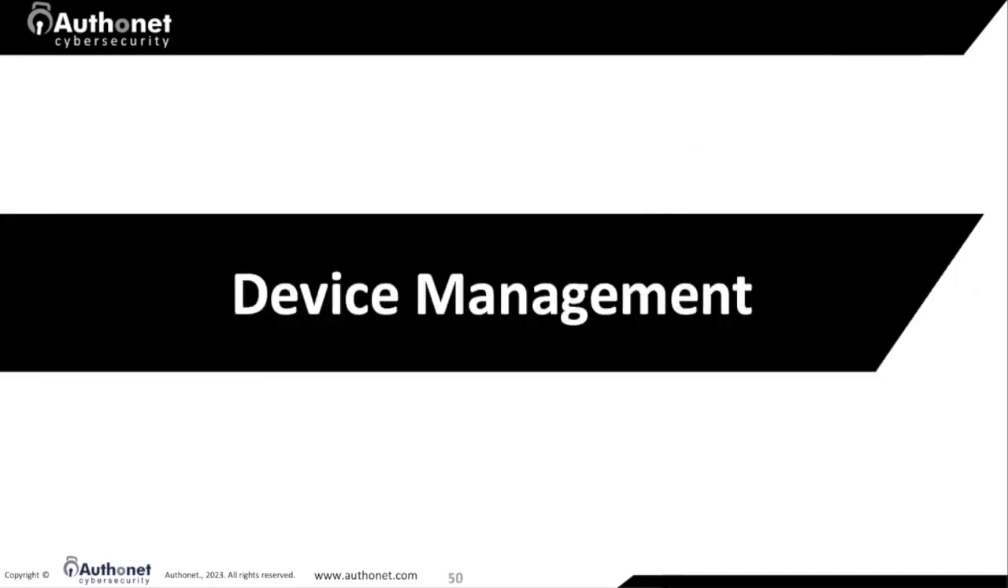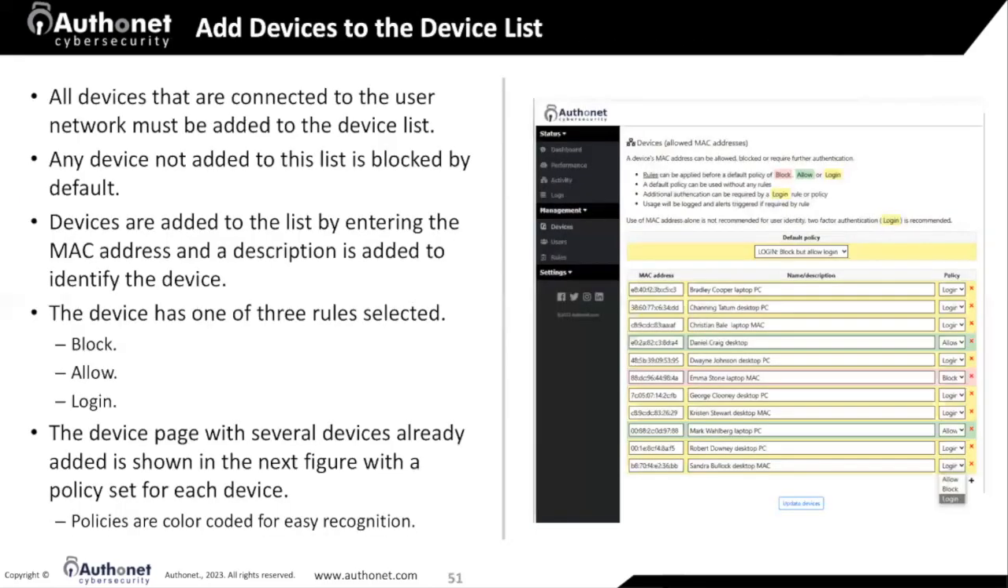Now, let's start with device management. We go back to our device configuration page, and we can see that we're adding MAC addresses. We're giving names to those devices. If it's an Internet of Things, it might be production controller number 5. If it's a laptop, it might be the name of the person who's going to use that laptop. And then we choose a policy, which can be login, allow, or block.